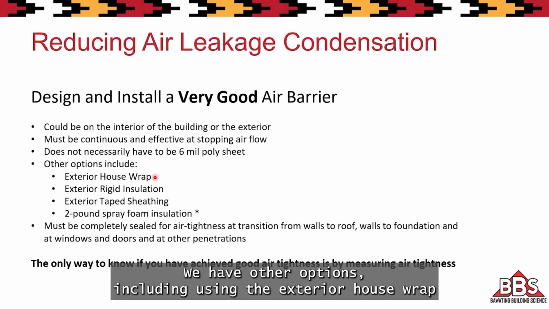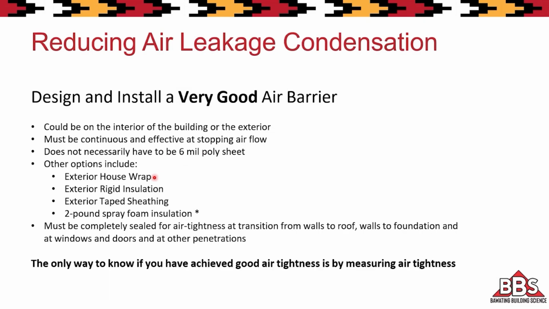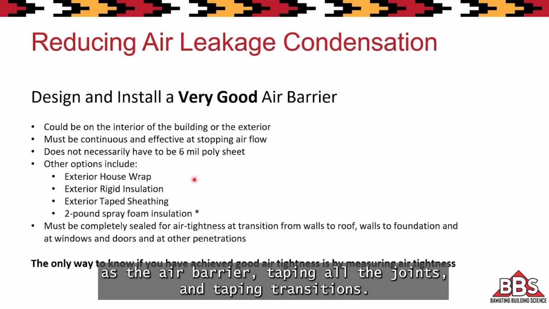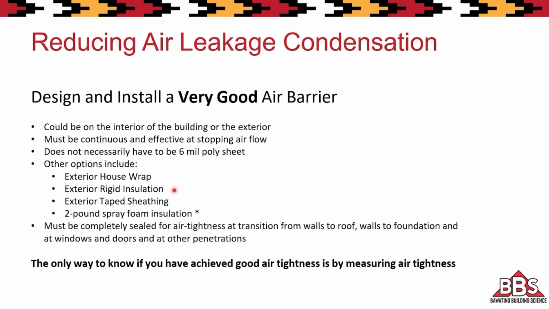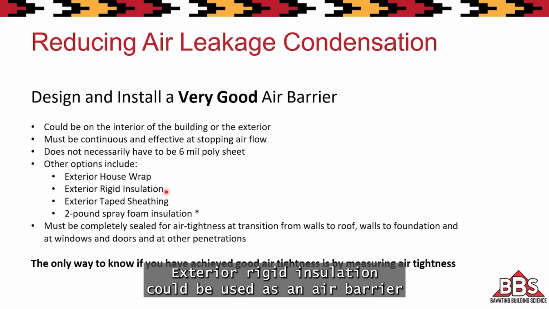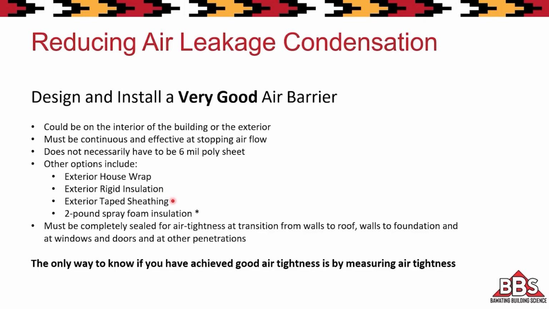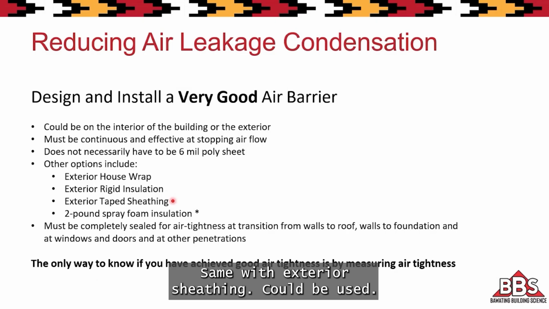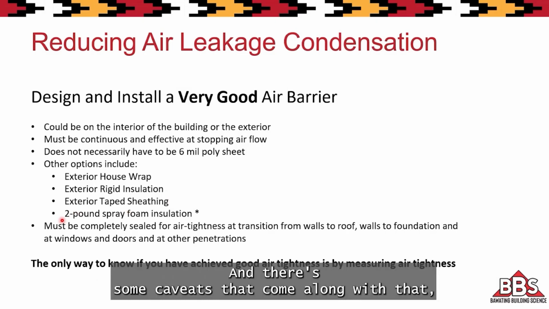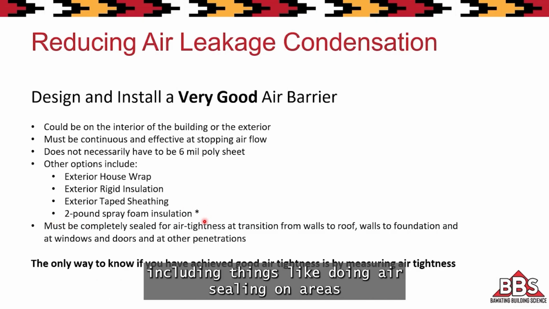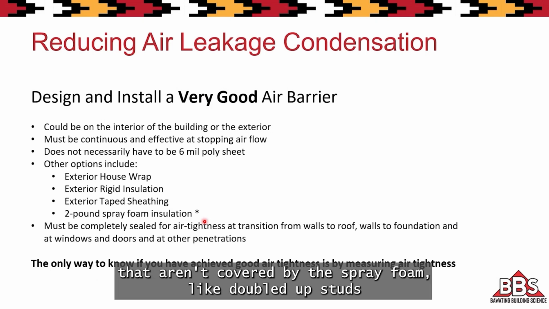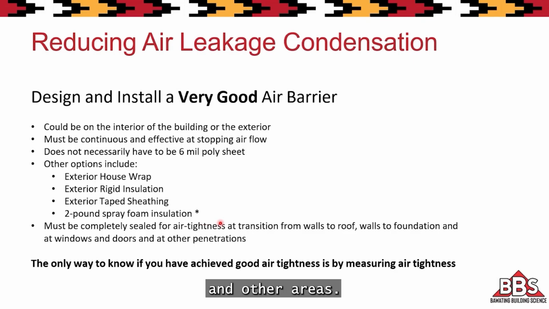We have other options, including using the exterior house wrap as the air barrier, taping all the joints and taping transitions. Exterior rigid insulation could be used as an air barrier if all the joints are taped and sealed and transitions are made. Same with exterior sheathing could be used. We could even potentially use 2-pound spray foam. And there's some caveats that come along with that, including things like doing air sealing on areas that aren't covered by the spray foam, like doubled up studs and other areas.